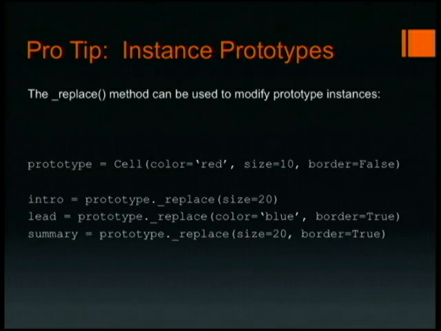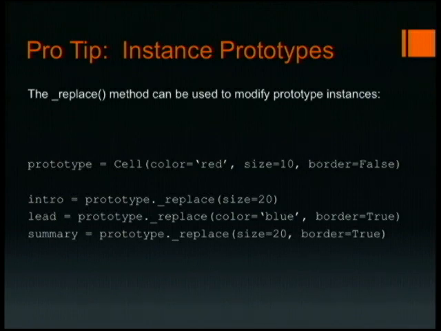Next pro tip. Instance prototypes. This is a cool way of programming. How do you get default values? The answer is take your namedtuple and create one instance with all of the fields populated. Let's say in this case I have a cell namedtuple that has 3 fields, a color, a size, and a border. And I create one prototype instance with all the default values. My default is red, my default size is 10, my default border is off.